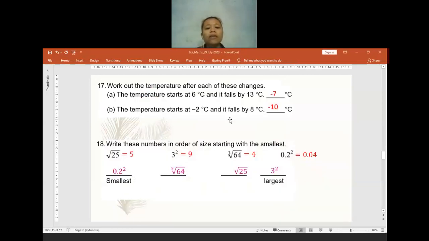For question 17, the temperature starts at 6 and it falls by 13. When it falls, we just need to subtract. 6 minus 13, the answer is -7. And then for question B, the temperature starts at -2. It falls by 8. Fall means we need to subtract. -2 minus 8 will be equal to -10. Anyone having a question for question 17?